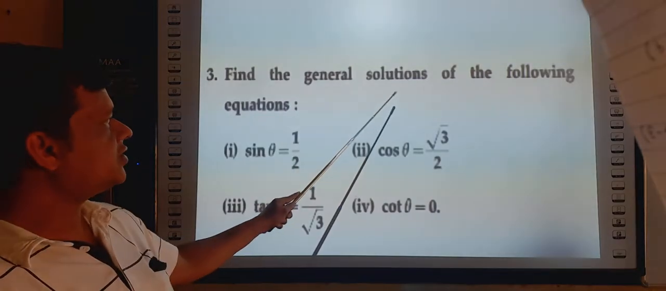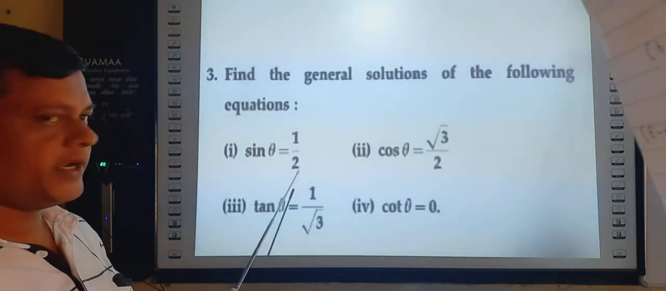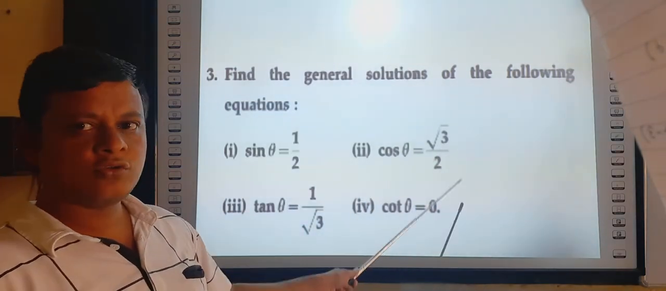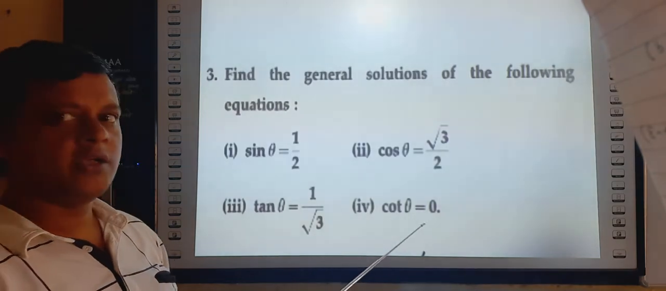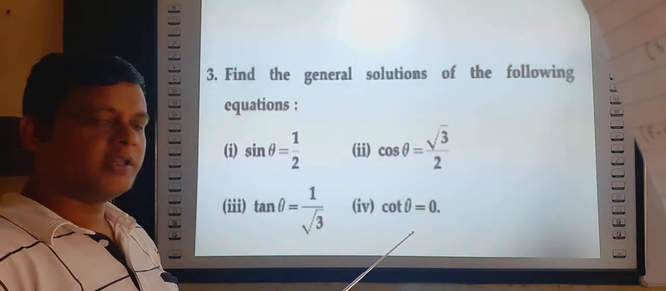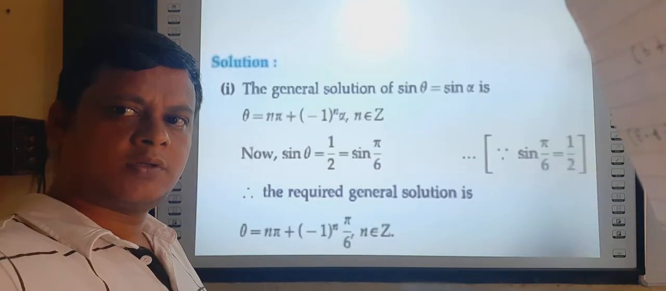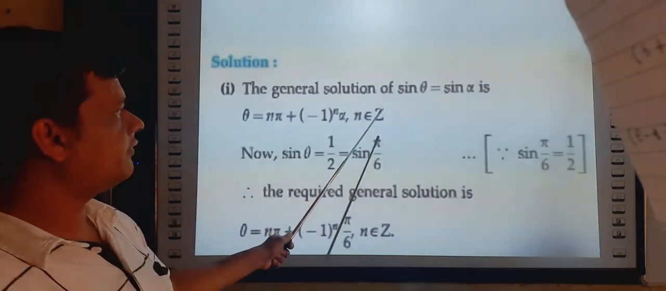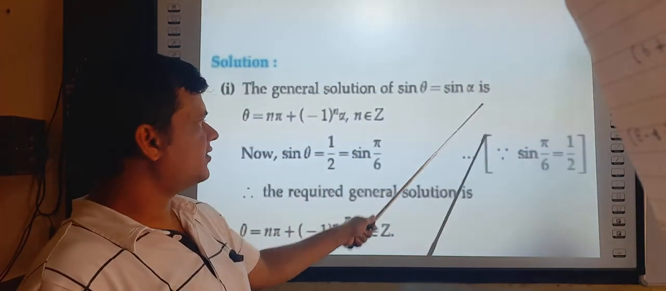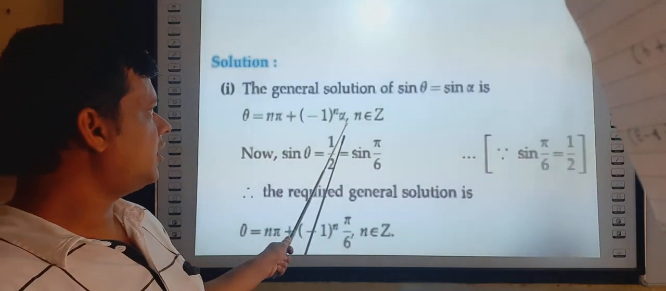Find the general solutions of the following equations: sin theta equals 1 by 2, cos theta equals root 3 by 2, tan theta equals 1 by root 3, cot theta equals 0. So for that we know the general solutions. Now first example: the general solution of sin theta equals sin alpha is theta equals n pi plus minus 1 raised to the power n into alpha, n belongs to Z.